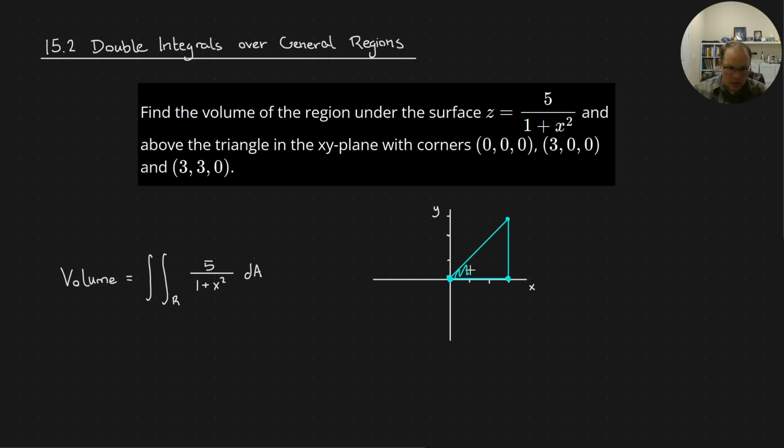Okay, so this triangle is region R. That's the region over which we're integrating. We want to find the volume between the xy plane and this surface over this region. Okay, so let's start slicing it up. We know how to do this from our previous section. We're going to slice it up in one direction. I'm going to slice it up in this direction. These are my slices.